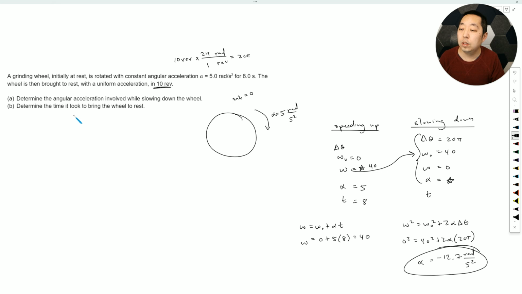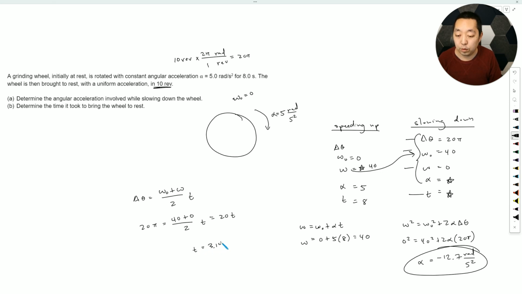Okay? Determine the time it took to come to rest. So now I know this quantity, I want the time. Well, rather than plugging in this number, you could just say, well, what equation relates the 3 knowns and the time? Also going to be this equation. Okay, so it's going to be 20 pi is going to equal 40 plus 0 divided by 2 times t, which is 20t. And so you can solve for t. t is about 3.14 seconds, about pi seconds there. Okay.